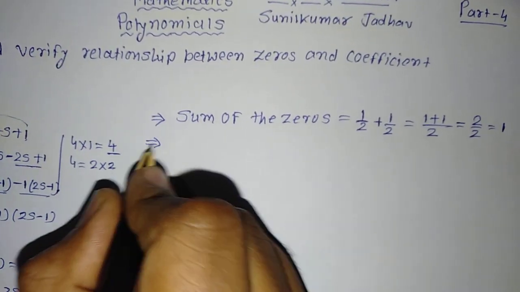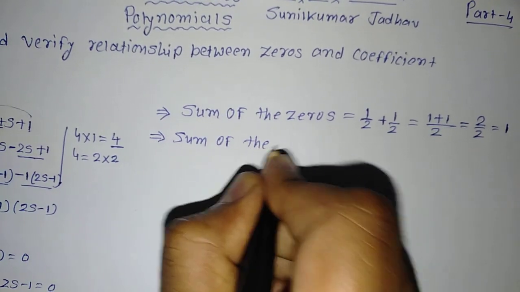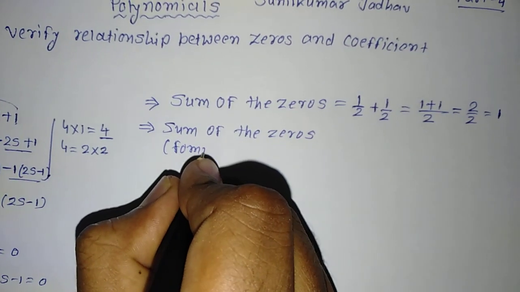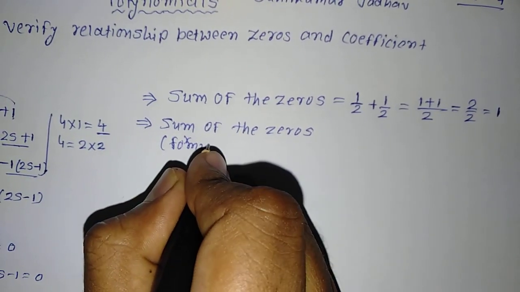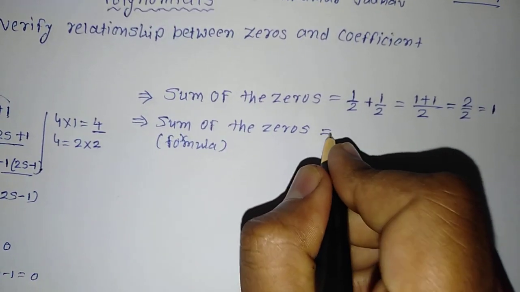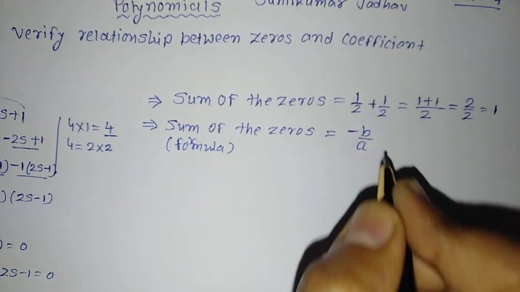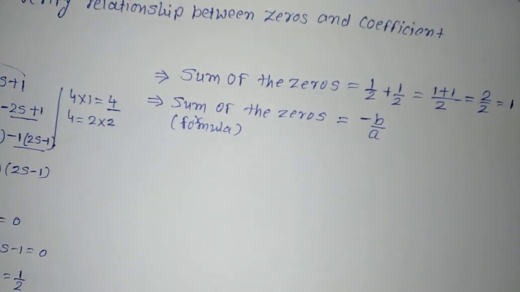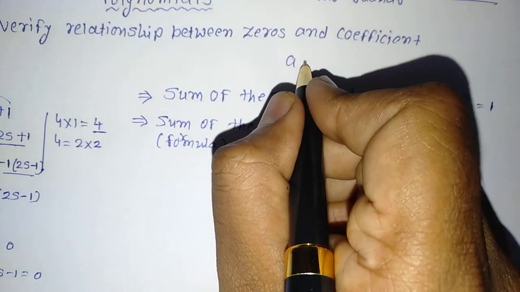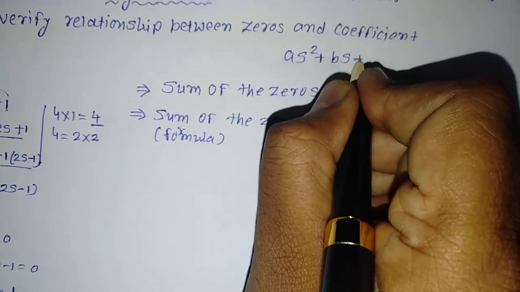Now we'll go with the formula. Sum of the zeros as per the formula. We know the formula. What is the formula? Sum of the zeros is equal to minus b upon a. What is the standard form of the polynomial? That is quadratic polynomial. We know that as square plus bs plus c.